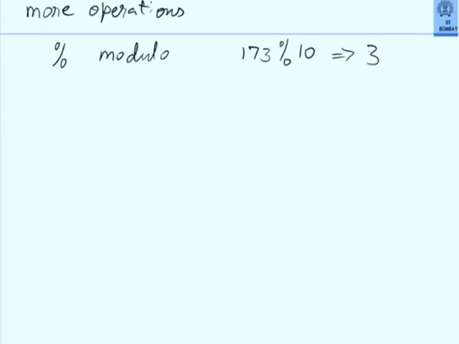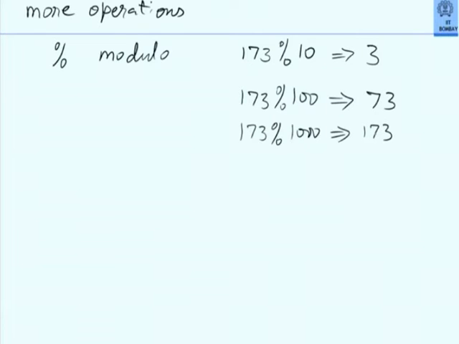So what it does essentially is divide 173 by 10 and find out the remainder. Okay. What will be 173 modulo 100? 73. What is 173 modulo 1000? 170. So you see, this is how you can extract things. Now this modulo operator is extremely useful if you want to determine individual digits of a number.